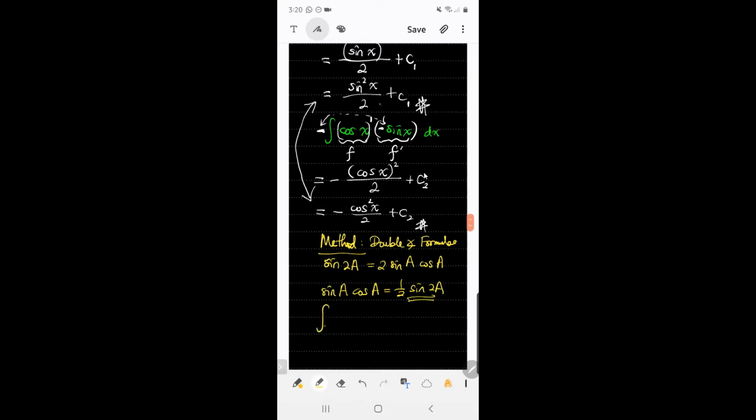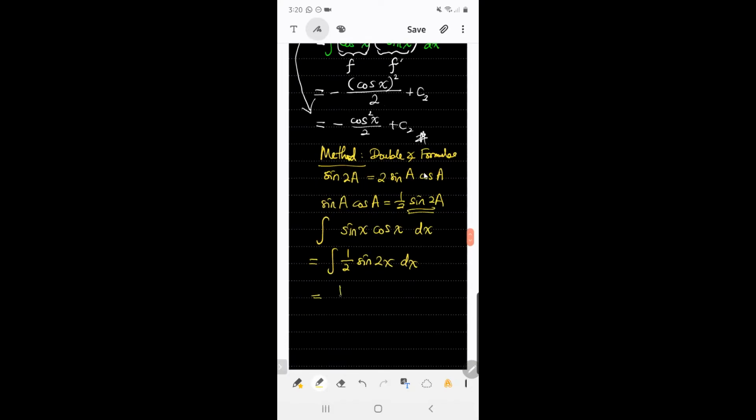And therefore, now the integral sine x cos x dx, I change to the integral of half sine 2x dx. So this is equal to 1 over 2, and then you integrate the sine 2x, which would give you negative cos 2x divided by 2 plus C3. Because you integrate the sine, you get negative cos, right? So the final answer is negative 1 over 4 cos 2x plus C3. So that's how you get this answer.